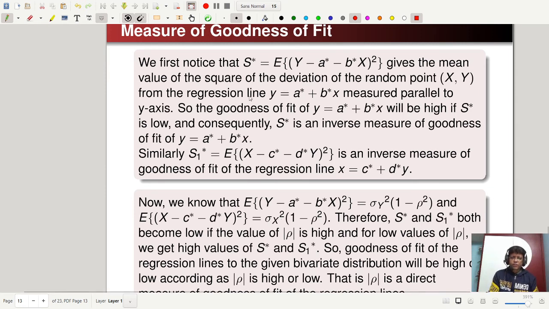So the goodness of fit of the best fitting line y equal to a star plus b star x will be high if a star is low. Consequently, a star is an inverse measure of goodness of fit of y equal to a star plus b star x. It is an inverse measure because goodness of fit will be high if a star is low, and goodness of fit will be low if a star is high. Similarly, S1 star, that is the expectation of (x minus c star minus d star y) whole square, for the regression line of x on y, is an inverse measure of goodness of fit for the regression line x equal to c star plus d star y.